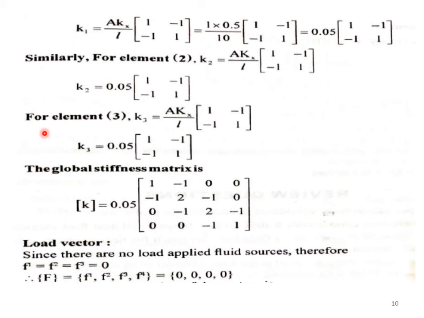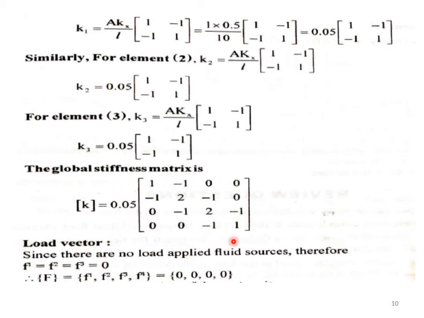By adding these three elemental stiffness matrices, that is K1 plus K2 plus K3, we will get this global stiffness matrix. K is equal to 0.05 times [1, minus 1, 0, 0; minus 1, 2, minus 1, 0; 0, minus 1, 2, minus 1; 0, 0, minus 1, 1]. So this is the global stiffness matrix.